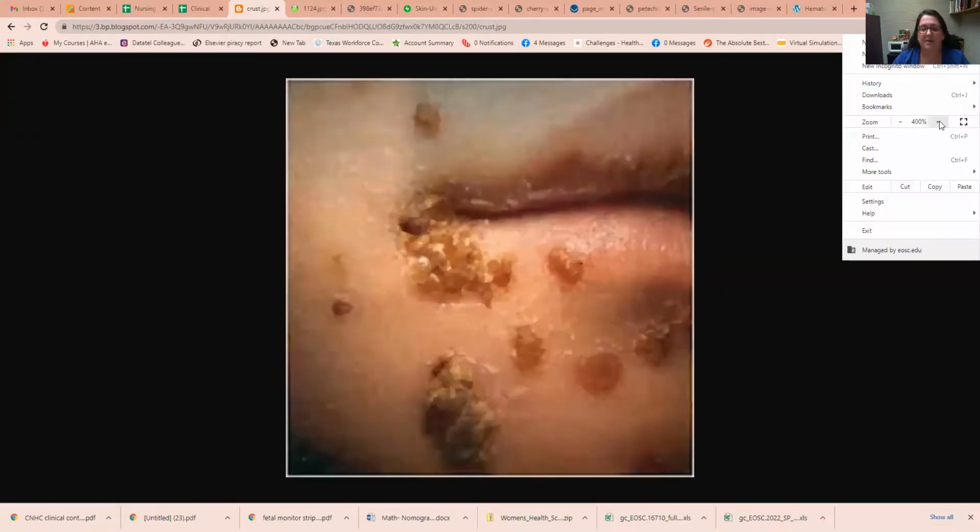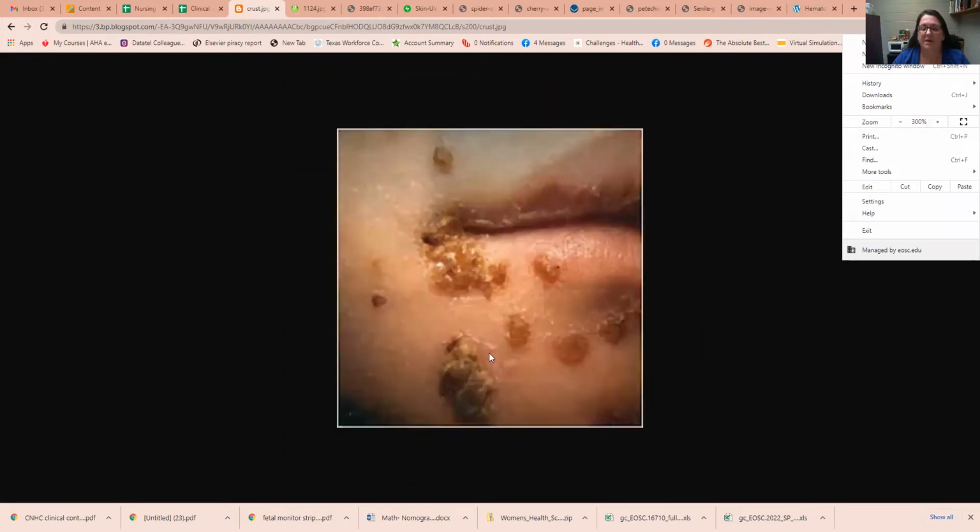A crust is dried serum or blood or pus or a combination of that on the surface of the skin. Frequently, it's covering an ulcer or a lesion of some kind. So think about that scab. These look like crusted, possibly herpetic lesions. Could be a bacterial infection, but they look a little bit like herpes lesions, like cold sores to me. And those will crust as part of the process of that infection.